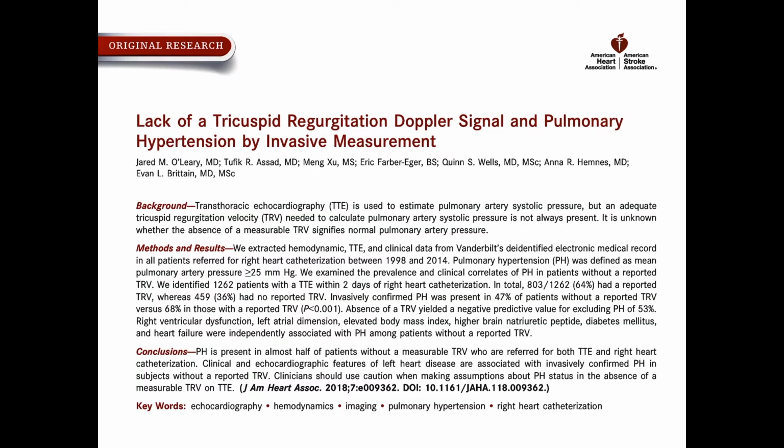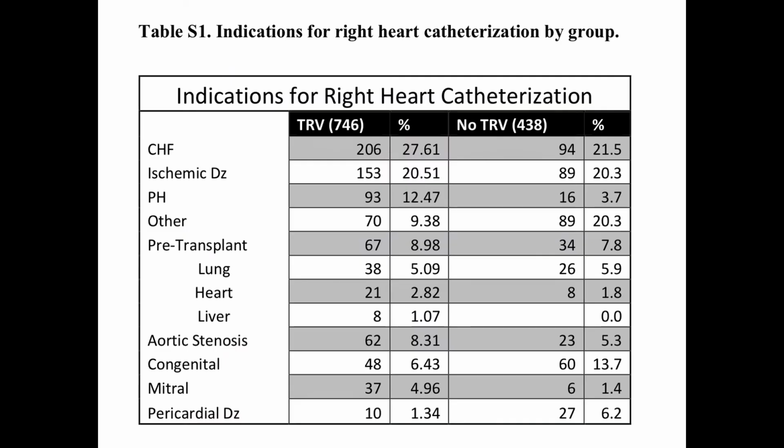In this paper by O'Leary, they looked at specifically whether the lack of a tricuspid regurgitation Doppler signal plays a role in detection of pulmonary hypertension by invasive measurement. In this population, there was a high pretest likelihood of having pulmonary hypertension. All these patients were scheduled to undergo right heart catheterization within 2 days of the echocardiographic examination. Patients had a high preponderance of congestive heart failure, ischemic heart disease, known pulmonary hypertension, or underlying pre-transplant assessment for heart, lung, or liver disease.